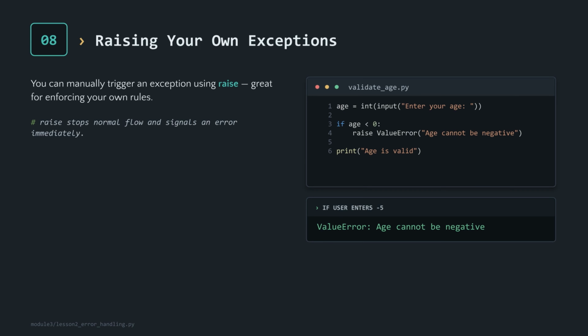Beyond catching errors, you can also trigger them manually using the raise keyword. This is incredibly useful for enforcing your own business rules, such as ensuring a number stays within a valid range. If a rule is broken, you can raise an exception to halt the flow immediately.